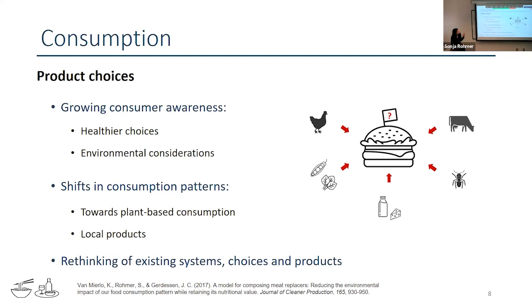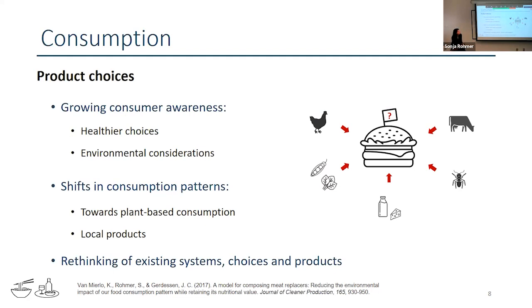And then in that context, we also see a shift in consumption patterns. Within this sustainable realm, there is a movement towards more plant-based consumption, because we know that meat is bad for the environment. And another thing, related to local consumption: ideally we want to use local ingredients, local products. How does this affect the products that we're creating, the design of our product? And from this, do we need to rethink the system, or just certain choices, certain products?